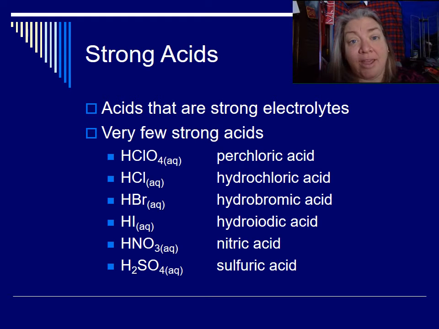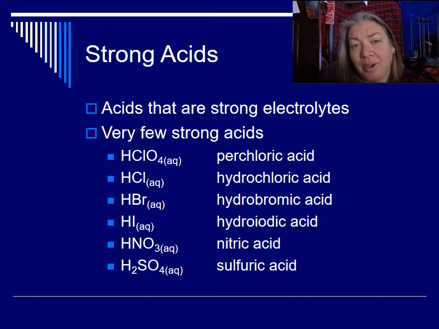Now, to be a strong acid or a strong base means that you have something that's a strong electrolyte. So if you remember, electrolytes are something that's split apart when you put them in water. And so these are things that will separate when you put them in water. They'll form ions, and those ions will carry electrical charges. Well, again, there's very few strong acids. There's 6 of them. So look at these.